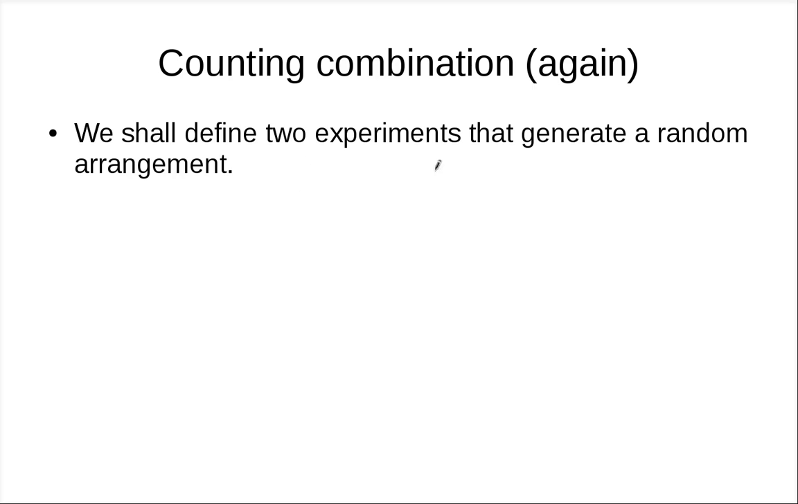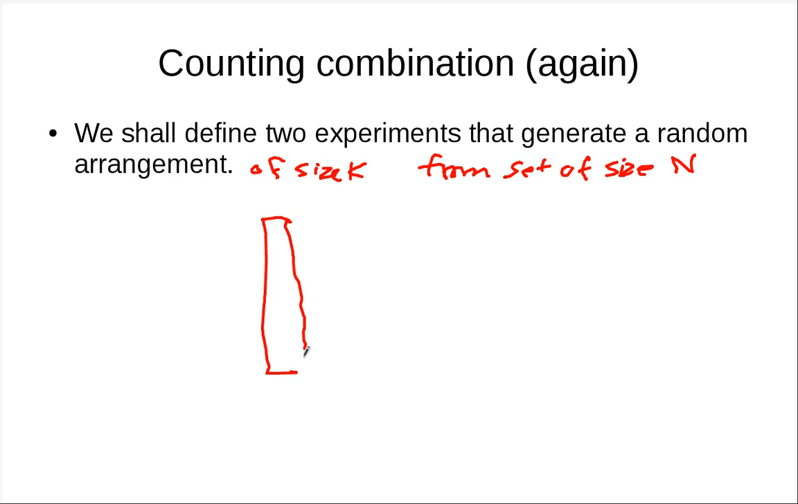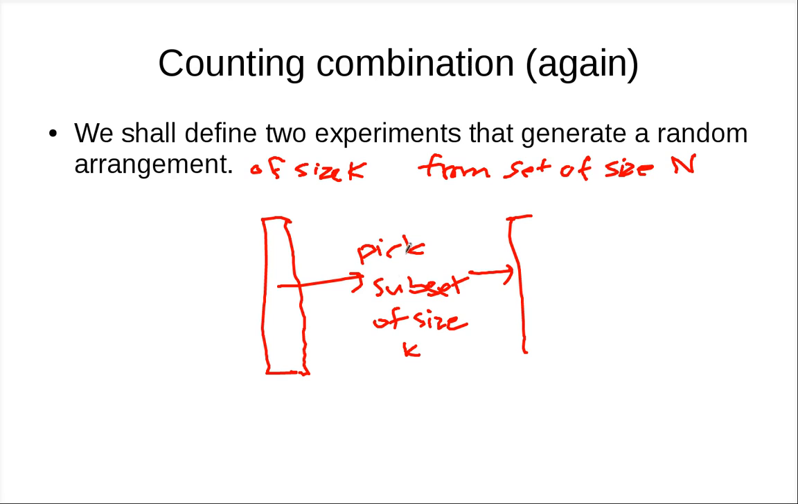So we're going to define two experiments that in the end generate a random arrangement of size k from a set of size n. Okay, so we're going to do the following. In the first experiment, we pick a subset of size k from that. So we start with a subset of size k.